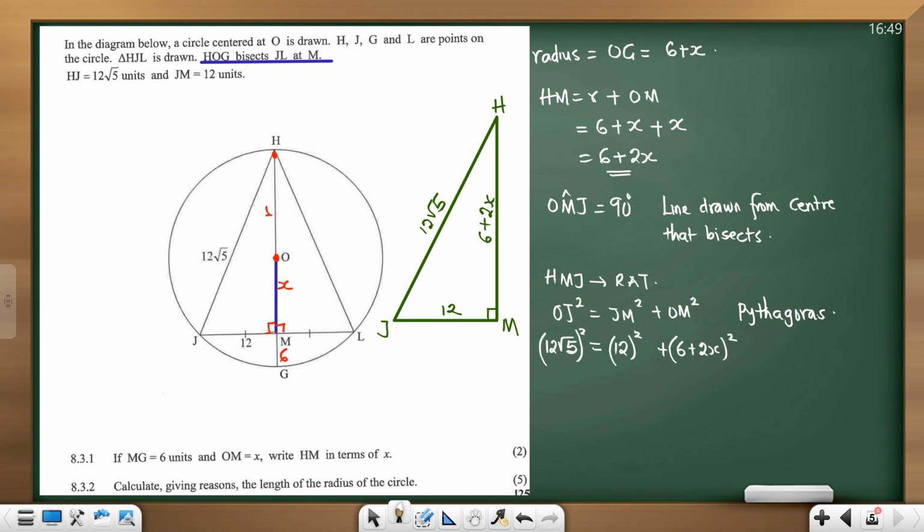Okay, let me confirm. 12 root 5 times 12 root 5. What would that give us? That would give us 144 times 5. Anybody wants to help me there quickly? 12 root 5 would give us 144 times 5. Somebody help me there with an answer. Type it in for me. 720. All right, so 720 equals 144 plus what? 36. 6 times 2 is 12, 24x plus what? 4x squared.